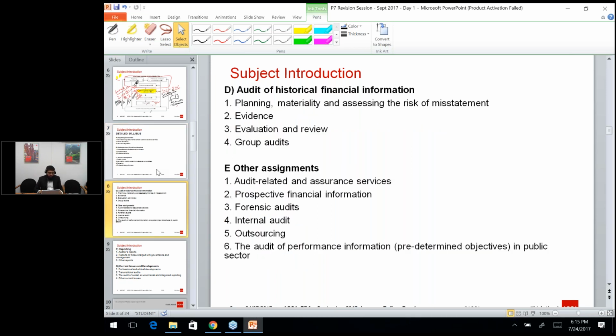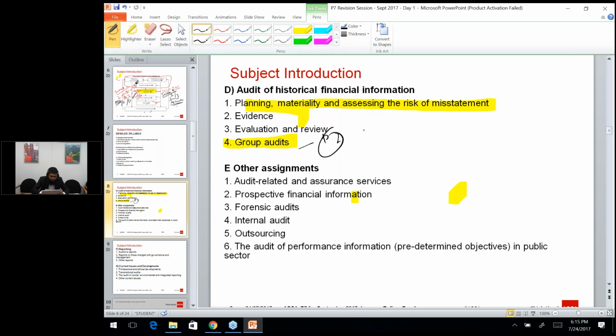Then there is section D of the syllabus, which is audit of historical financial information, and I discussed that section D is one of the most important areas of the entire syllabus. If you have a quick look at section D in detail, it covers planning, materiality, and assessing the risk of material misstatement. There's also a new area for all students who have studied only F8, the group audit area. We do study consolidation in detail at P2 level.